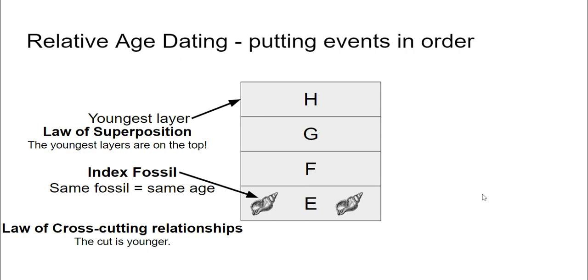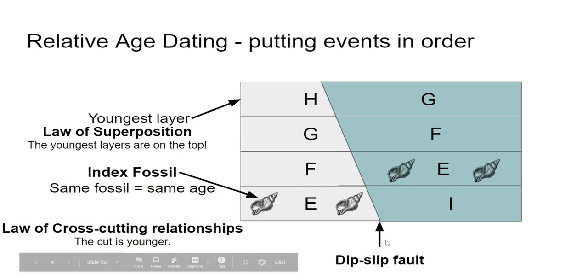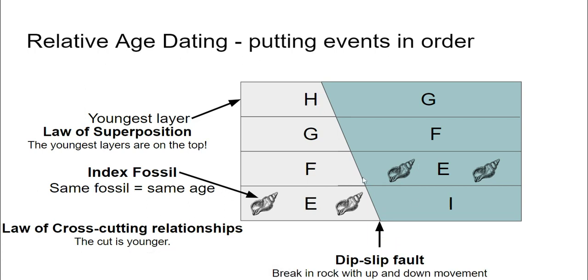Now, let's mess with this pile of rocks. Instead of doing the igneous intrusion, we can do the other cut in cross-cutting relationships, and that is a fault. If the fault makes the rocks move up and down, see how E is right here and E is right here, or continues right there. That means that this layer has moved upwards relative to this layer. This layer has moved downwards relative to this layer. In either case, this is a dip-slip fault, meaning that there is a break in the rock with up and down movement.